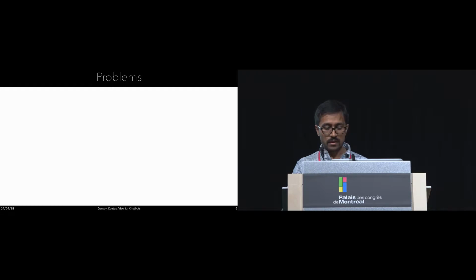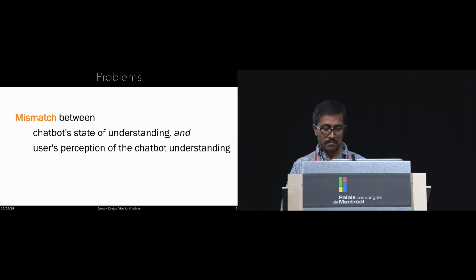Combining all that and taking an abstract view, the major problem that we see with the current bot is that there is a mismatch between the chatbot's state of understanding and the user's perception of the chatbot's understanding. So there is a difference in the mental model of the two, the chatbot and the user who is interacting with it. And this at times results in lengthy, complex conversations.